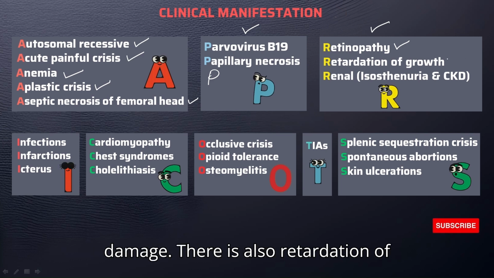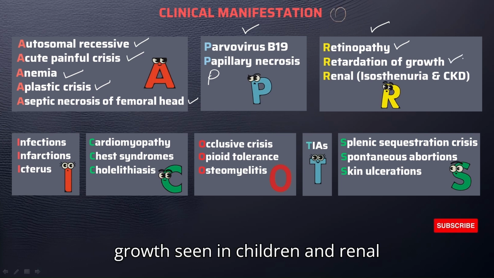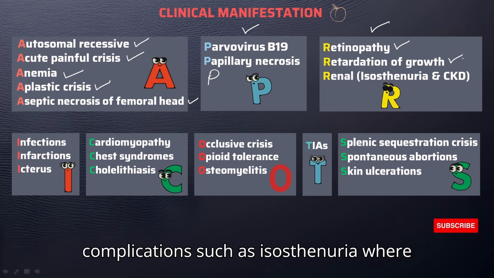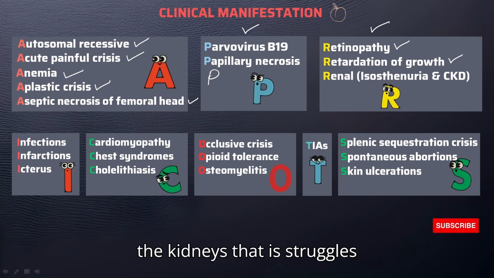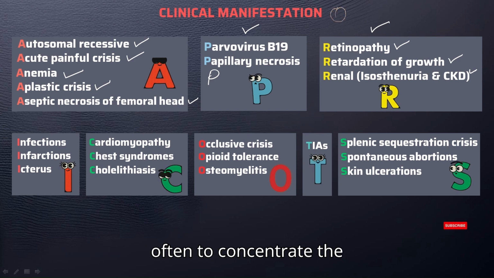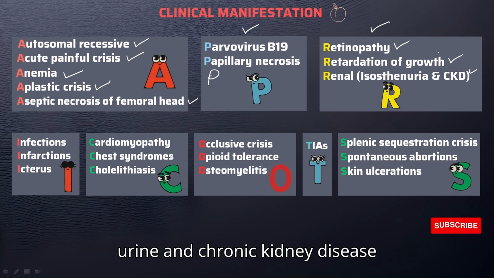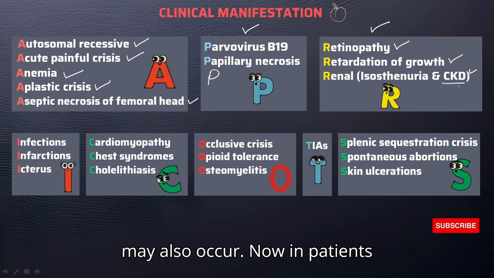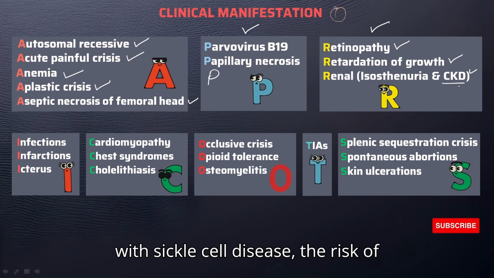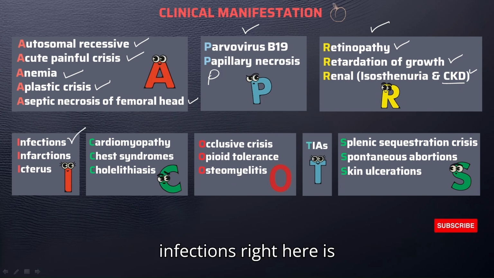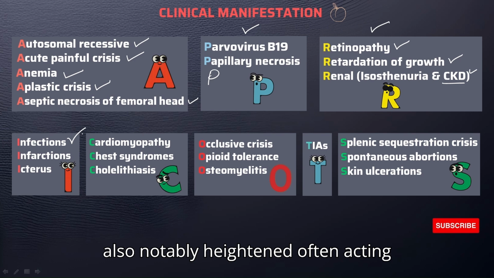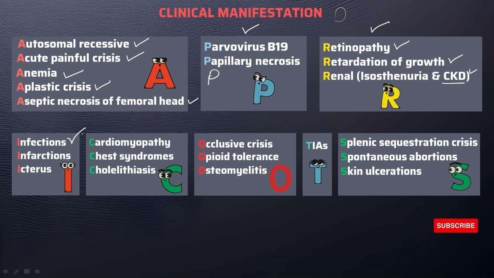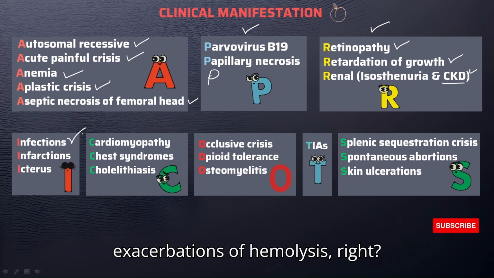There is also retardation of growth seen in children, and renal complications such as isosthenuria, where the kidneys struggle to concentrate the urine, and chronic kidney disease may also occur. Now, in patients with sickle cell disease, the risk of infections is also notably heightened, often acting as a catalyst for the exacerbations of hemolysis, right?